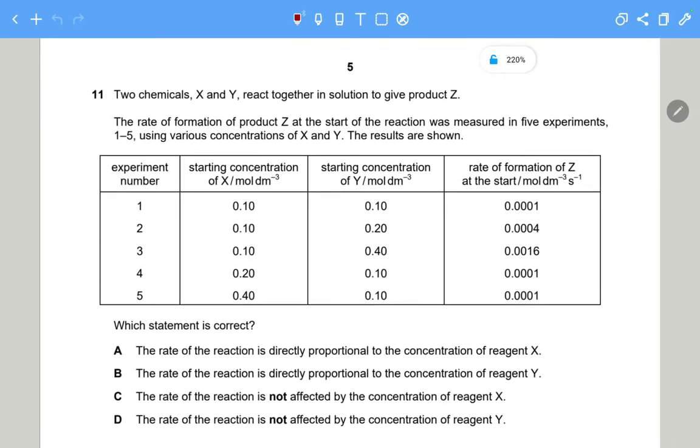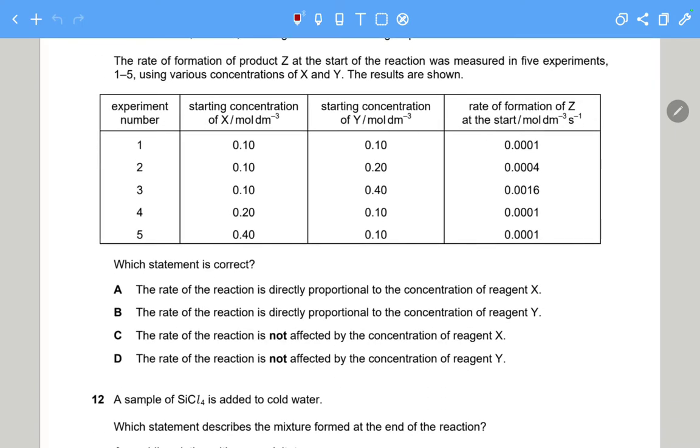Question 11. Two chemicals X and Y react together in solution to give product Z. The rate of formation of product Z at the start of the reaction was measured in 5 experiments, 1 to 5, using various concentrations of X and Y, and they've given us the table. Which statement is correct? The rate of the reaction is directly proportional to the concentration of X. So let's look at rows 1 and 4, because the concentration of reagent Y remains constant, whereas the concentration of reagent X doubles. So as the concentration of reagent X doubles and Y is constant, the rate remains constant, which means that the rate is not directly proportional to the concentration of reagent X. The rate is not dependent on the concentration of X. So we cancel this option out.